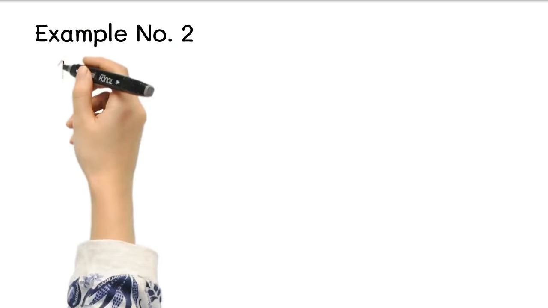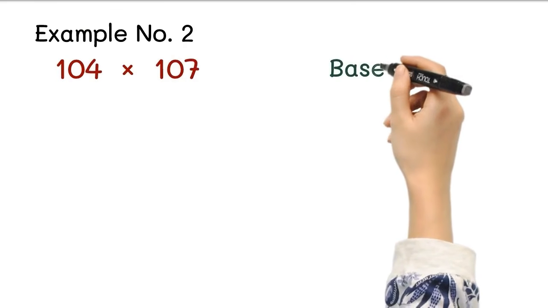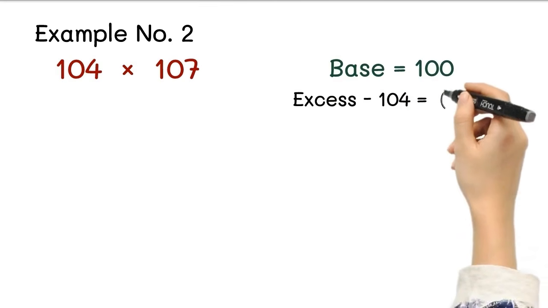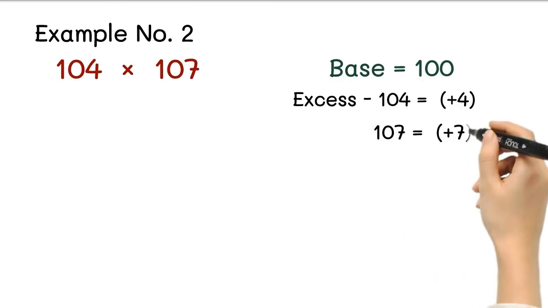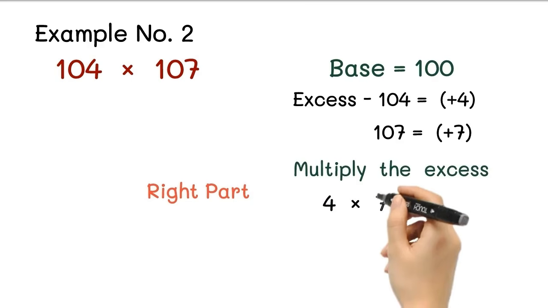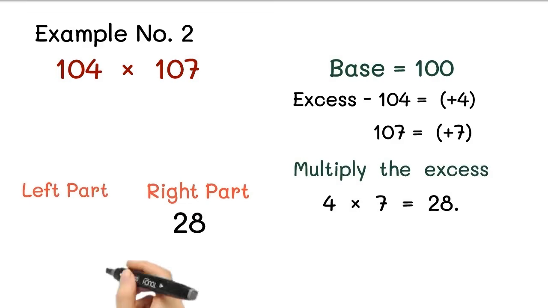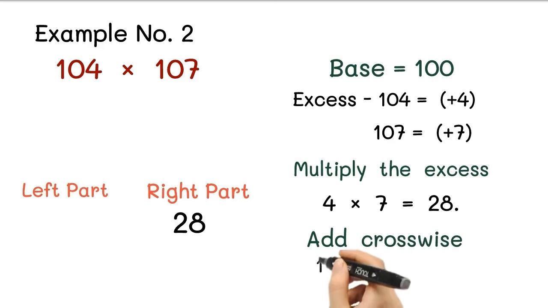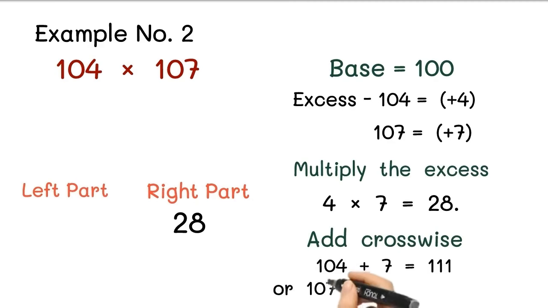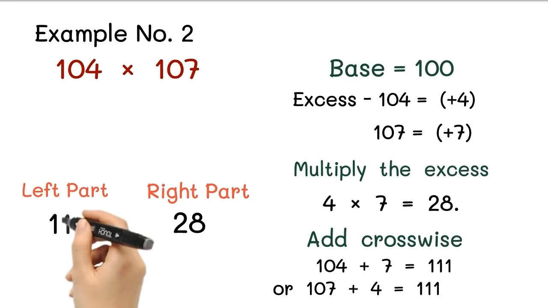Example number 2. Multiplying 104 times 107. Here the nearest base is 100. The excess for 104 is plus 4 and for 107 is plus 7. To get the right part, we multiply the excess, so we get 4 times 7 equals 28. Right part of the answer is 28. And for the left part, let's add crosswise the numbers with the excess, that is 104 plus 7 equals 111, or 107 plus 4 equals 111. Left part of the answer is 111.